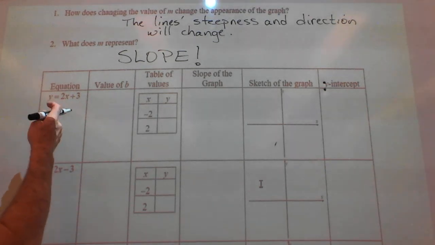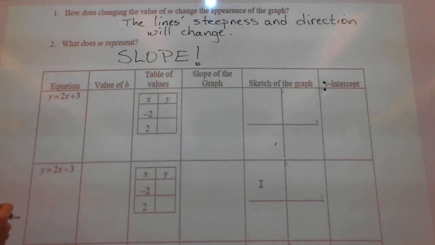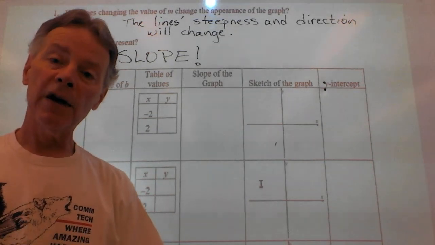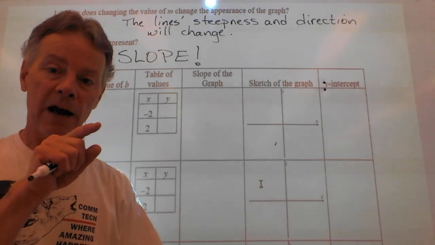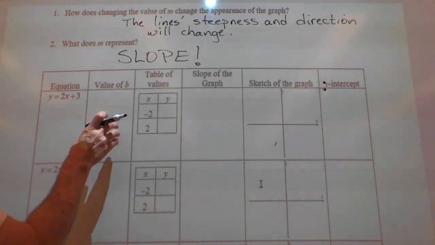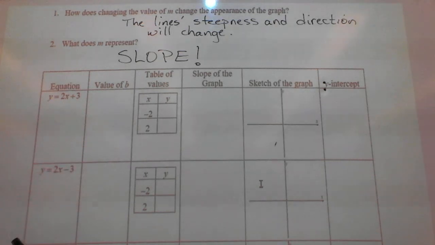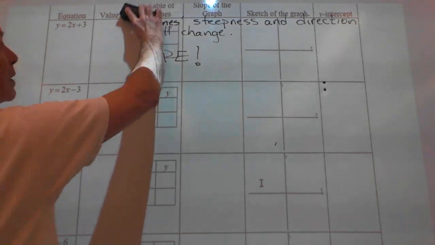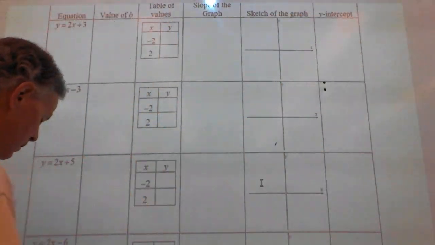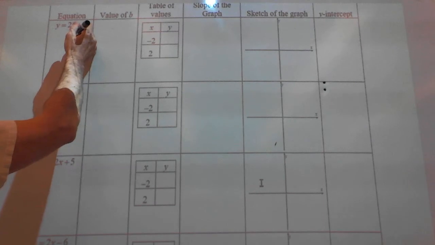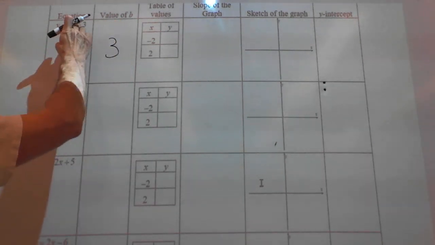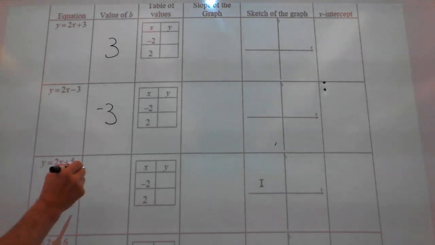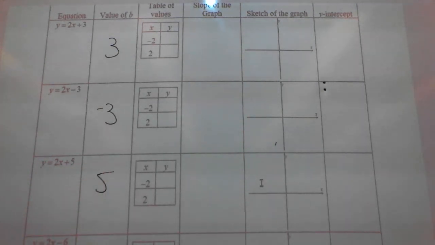Now, notice in the last set of equations, it was the y-intercept that was the same every time, and so we could say they all cross the y-axis at exactly the same point. In this case, take a look at our values for b. I'm just going to move this up a little bit. In this case, our values for b are different. This one is positive 3. This one is negative 3. This one is 5. This one is negative 6.